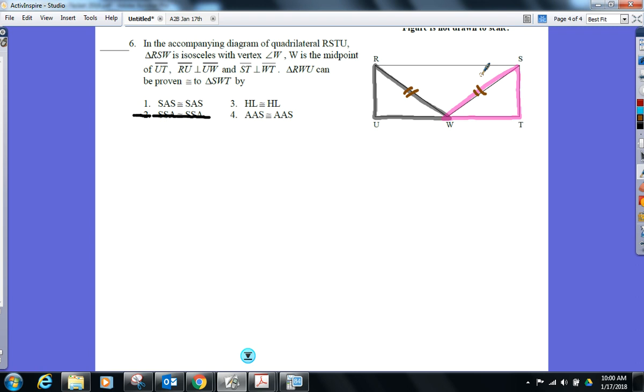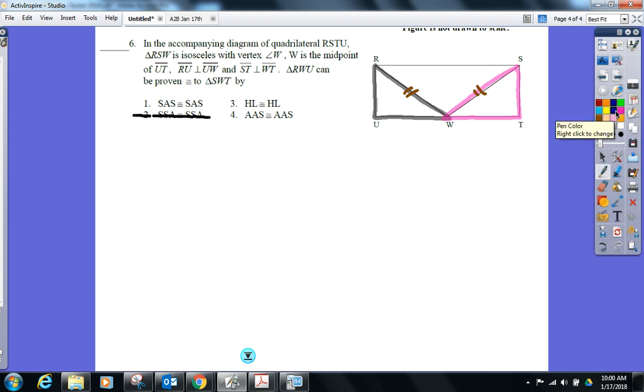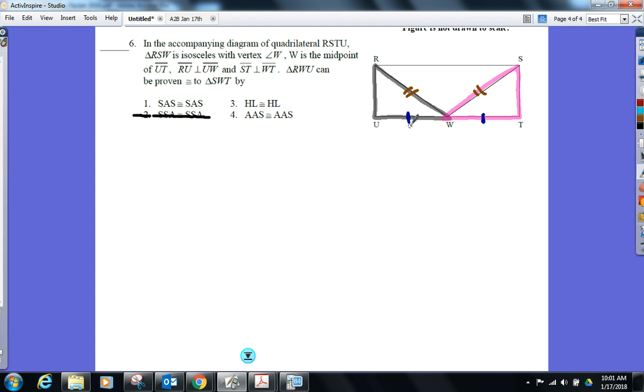I also have W as the midpoint of UT. W, midpoint of UT. What other 2 segments are congruent? Definition of a midpoint. RU perpendicular to UW, ST perpendicular to WT. Perpendicular lines form right angles. Good so far. All right. So why is this HL? Well, is this angle in the middle of those 2 sides? Is this angle in between those 2 sides? No. So that's why it's not side angle side. It's got to be in between the 2 sides.